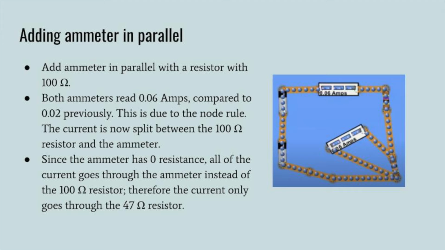Both ammeters read 0.06 amps compared to 0.02 previously. This is due to the node rule. The current is now split between the 100 ohm resistor and the ammeter. Since the ammeter has 0 resistance, all of the current goes through the ammeter instead of the 100 ohm resistor. Therefore, the current only goes through the 47 ohm resistor.